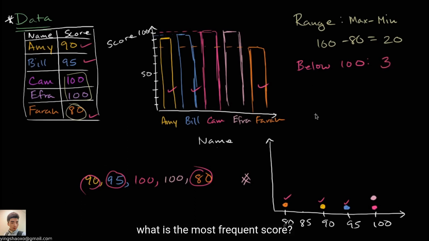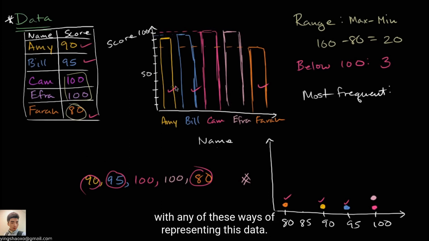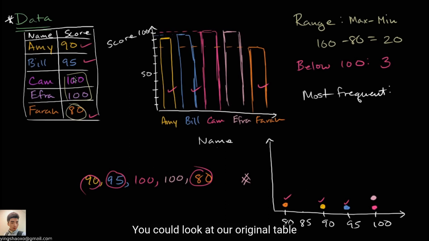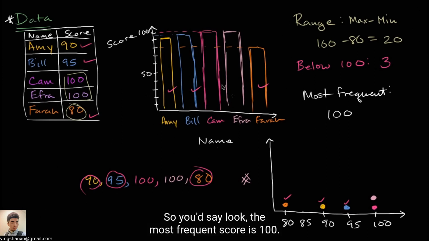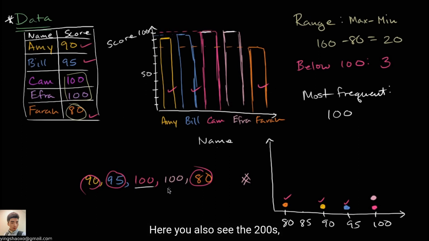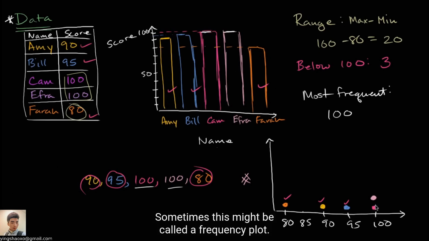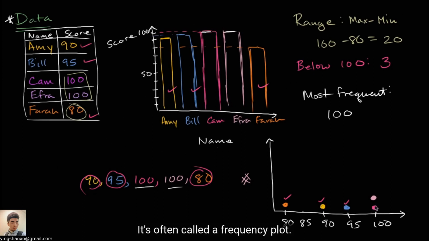And you could also ask yourself, what is the most frequent score? And once again, you could answer that question with any of these ways of representing this data. You could look at our original table and say, look, there's only one 90, one 95, one 80, and there's two 100s. So the most frequent score is 100. You see that over here too. You actually have two 100s. There's only one of each of the other scores. Here you also see the two 100s. And here is probably the clearest if you're looking at frequency. It's often called a frequency plot. And you see here, the most frequent one is the one that has the most dots on it, which is 100.